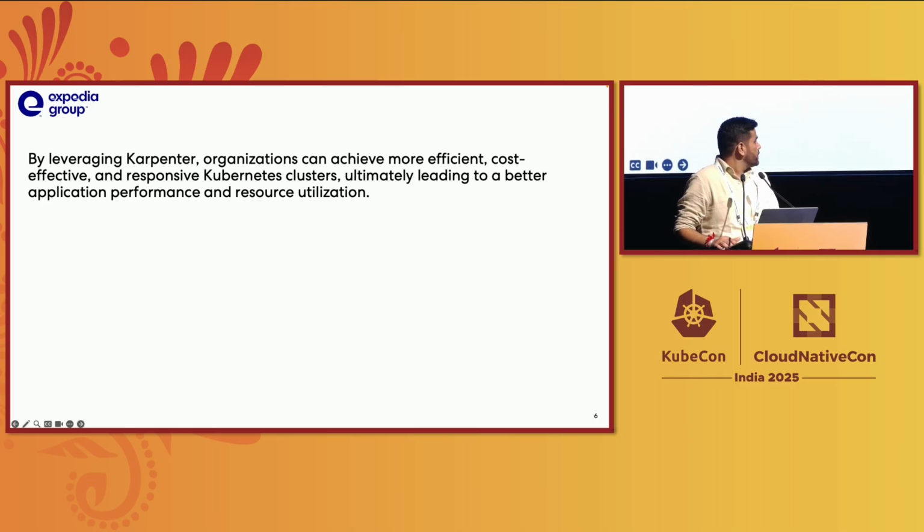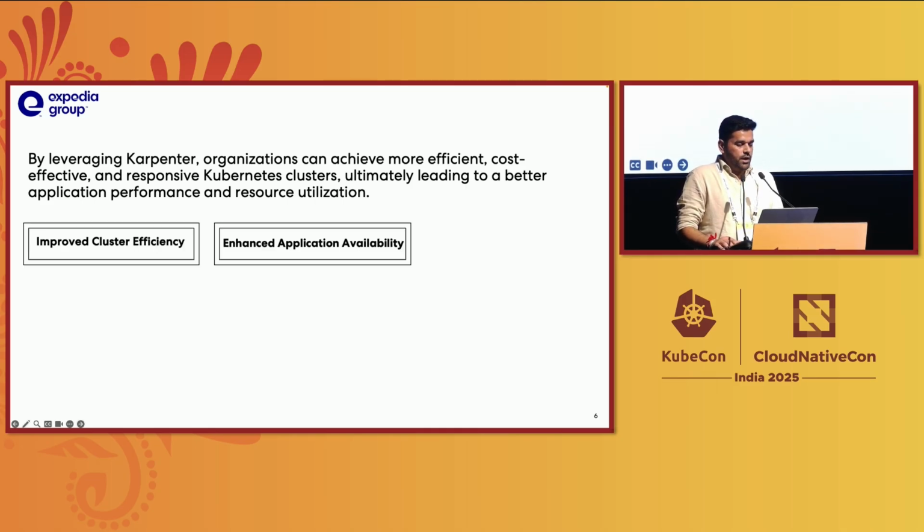Let's look at some of the key benefits of using Karpenter. Improved cluster efficiency: Karpenter dynamically provisions just the right kind of nodes, reducing underutilized resources and packing workloads more efficiently. Then enhanced application availability: with rapid and intelligent scheduling, applications experience fewer delays or bottlenecks during scaling and node churn events, ensuring high availability of the application.